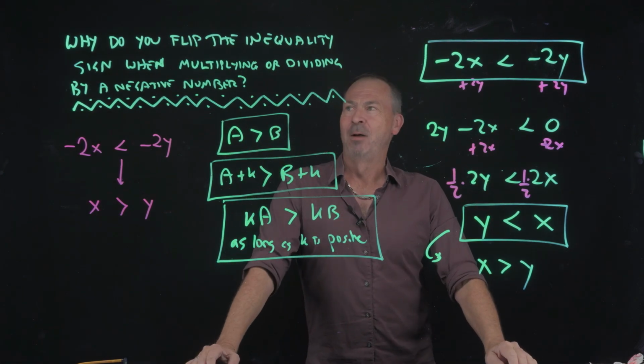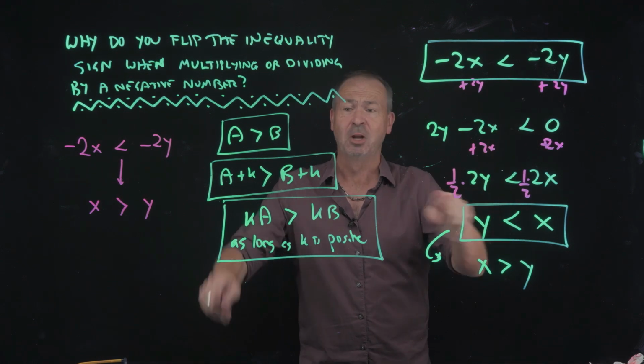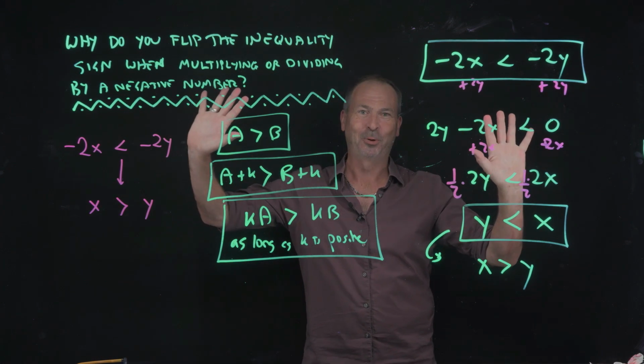So that's it. Why do you flip the inequality when you multiply or divide by negative numbers? You're not. You're actually maintaining it because there's no multiplication or division by negative numbers. What a crazy answer that one is.